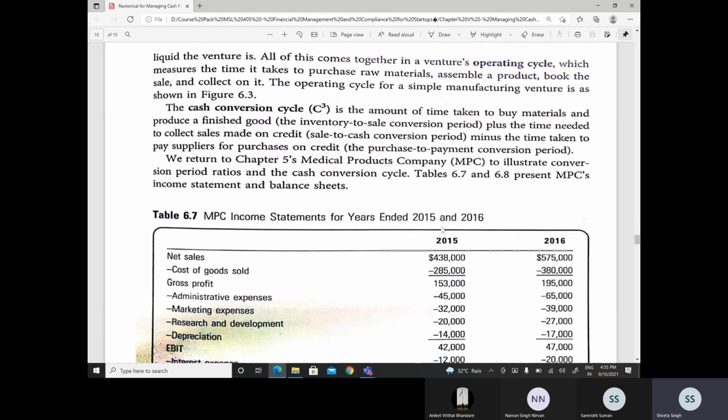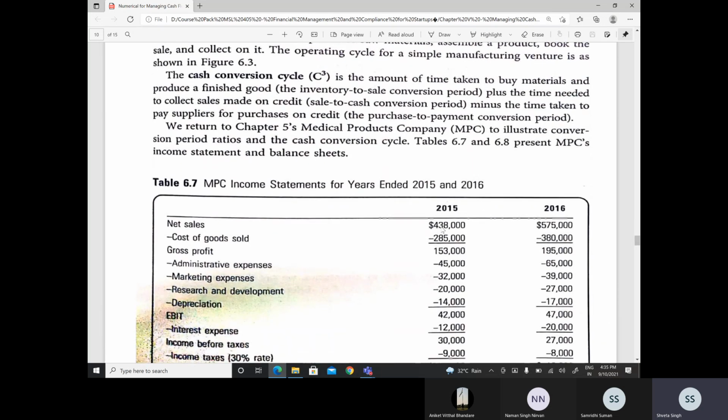The cash conversion cycle, or C3, is the amount of time taken to buy materials and produce a finished good. That is the inventory to sale conversion period, plus the time needed to collect sales made on credit, that is the sale to cash conversion period, minus the time taken to pay suppliers for purchases on credit.